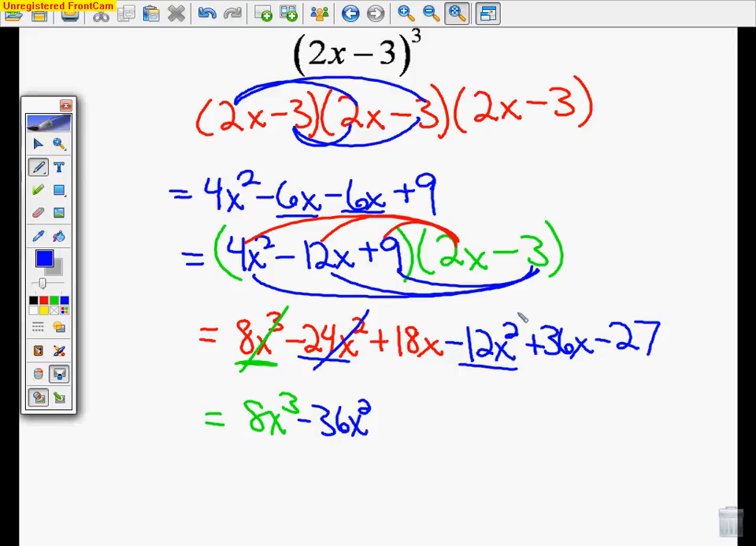Positive 18x and positive 36x, that's positive 54x. And then once again, we're left with that negative 27 there. So we just brought that down. And there we go. That's our final answer.